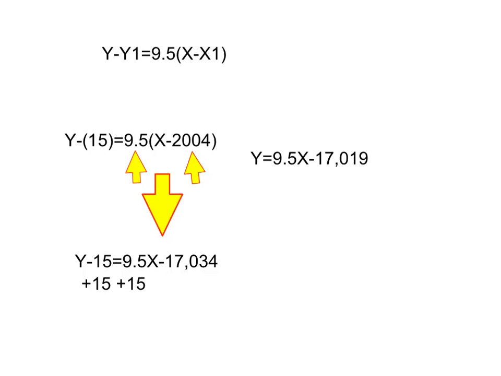Once I found my slope, I had to plug it into the equation y minus y1 equals your slope times x minus x1. So as you can see, I brought that down and I got y minus 15 equals 9.5 times x minus 2004, which I then had to distribute the 9.5 to the x's. So I got y minus 15 equals 9.5x minus 17,034 after distribution. Then, as you can see under it, I had to add 15 to both sides, which eventually equaled y equals 9.5x minus 17,019 to be my final formula to plug into the graph.